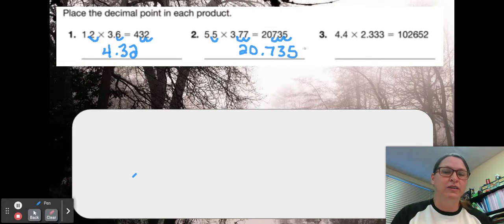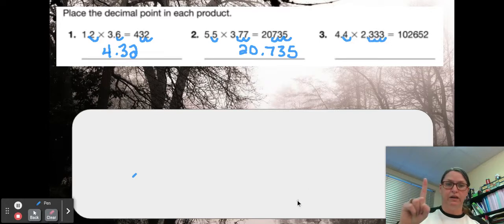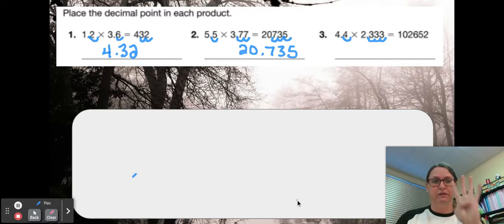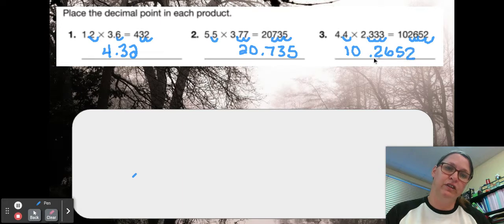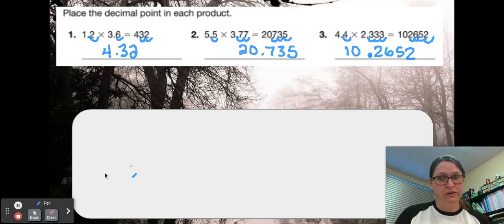And we've got one more. I know it's got a lot more decimal places, but we can totally do it. I'm going to start here and go in 1 place, and then 1, 2, 3. So 1 plus 3 gives me 4. So I'm going to go in 4 decimal places: 1, 2, 3, 4. So I've got 10.2652. That is how we do this.